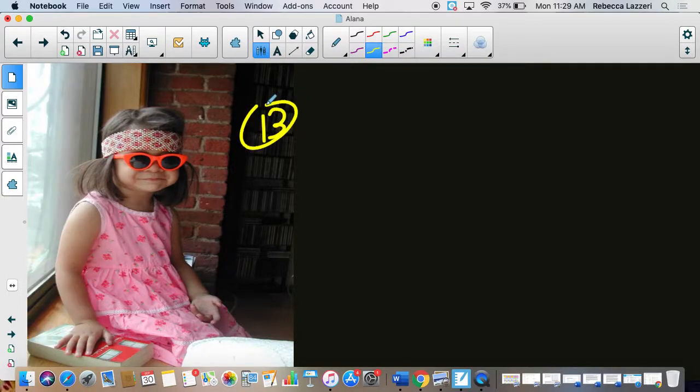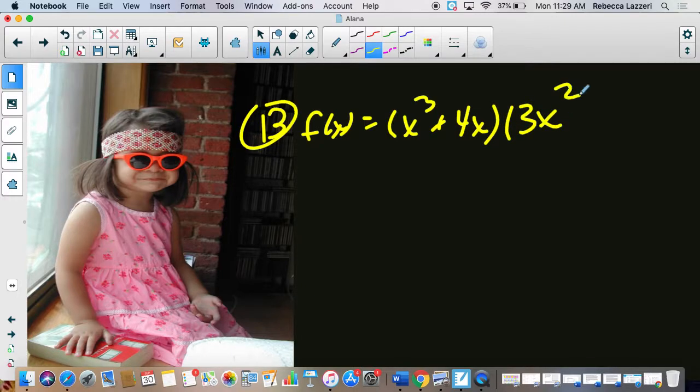Way back on number 13, you had a function that is x cubed plus 4x. By the way, if they call it f of x, you call it f of x. If they call it g of x, you call it g of x. But later on in a problem, it might mean whichever one you need. And this is times 3x squared plus 2x minus 5. And our instructions on number 13 was f prime of 0.